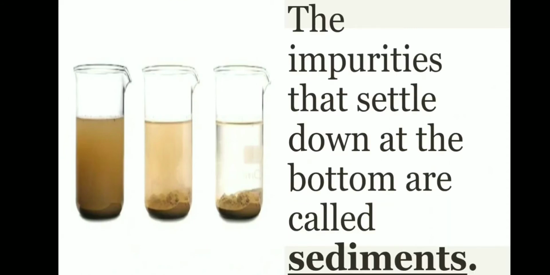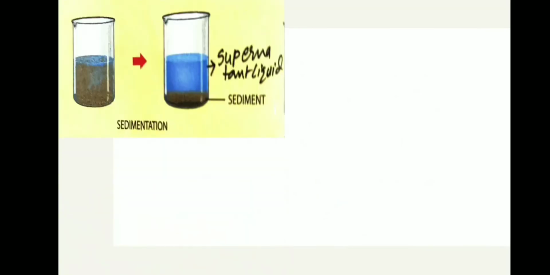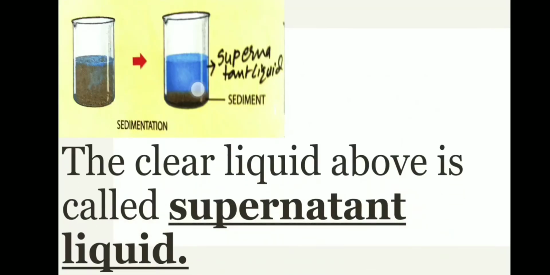The impurities that settle down at the bottom are called sediments. This is known as sediment. The clear liquid which comes up above the sediment is known as supernatant liquid.